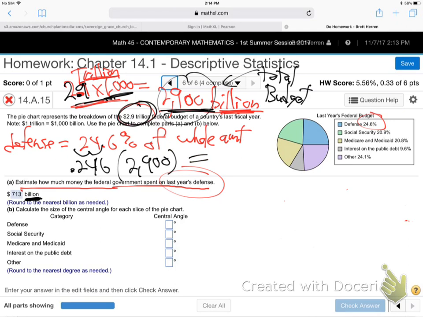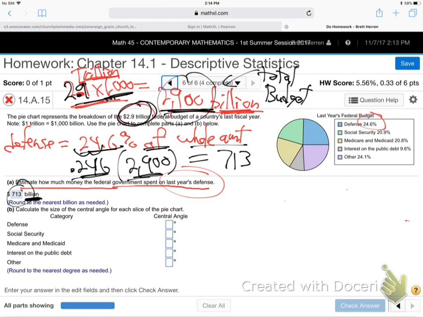Well, I guess that's the answer. It's the answer right there, 713. Is that good? On that, we okay? See what I did there? So I had to change into billions by multiplying by 1,000, and then I just said that percentage of the whole amount, the defense category times the whole amount in billions.